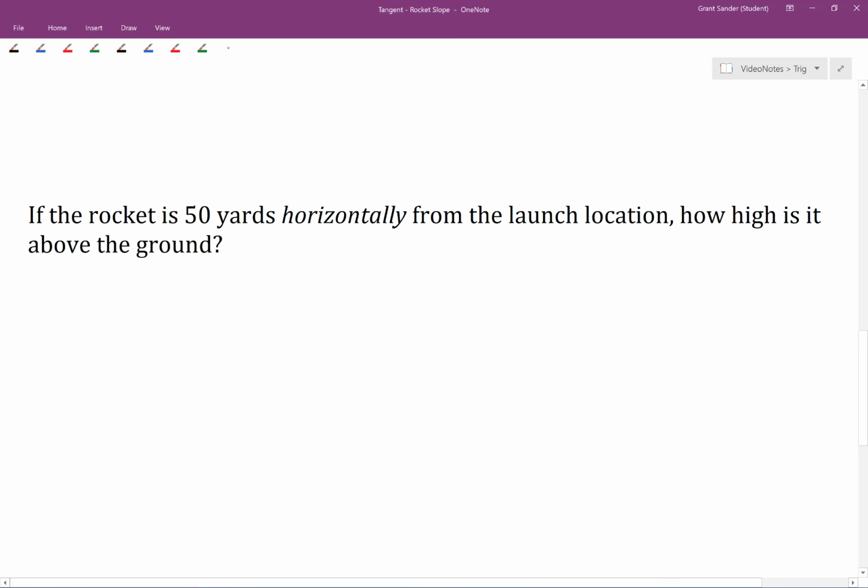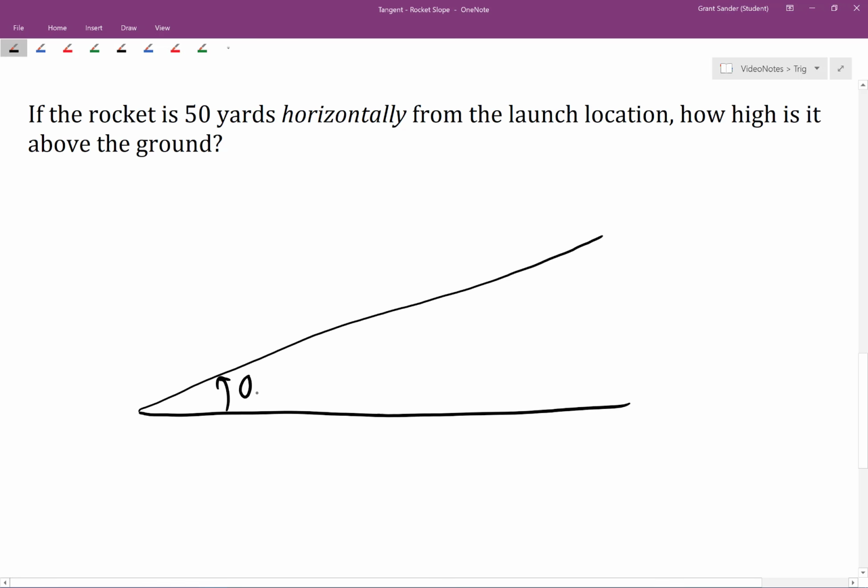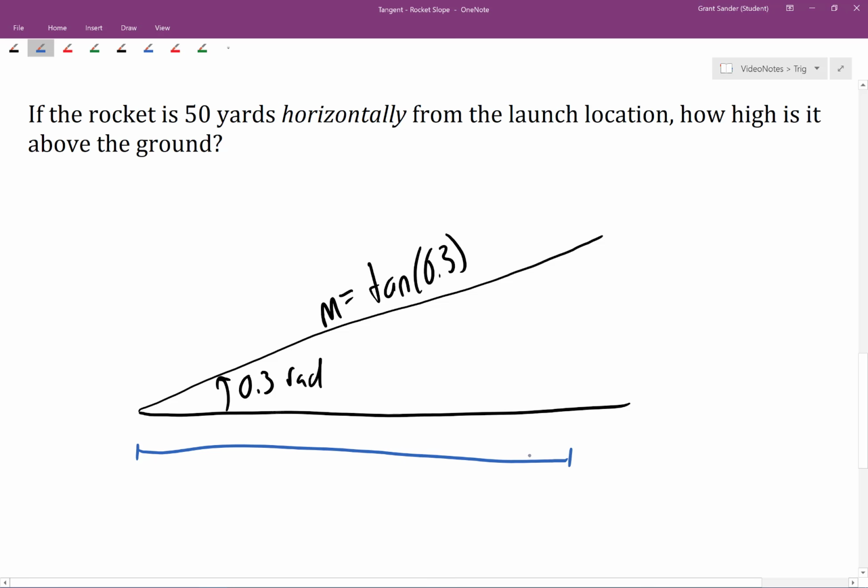So let's assume the rocket travels 50 yards horizontally from the launch location. We want to know how high it is above the ground. So if we draw the situation, we've got the ground, we've got the rocket's path. We know that the angle is 0.3 radians, and the slope of this path is tangent of 0.3. And what we're given is the rocket has traveled 50 yards from its launch location. What we want to find is the rocket's height above the ground at that moment. So right now the rocket is right here, and we want to know how high it is above the ground.